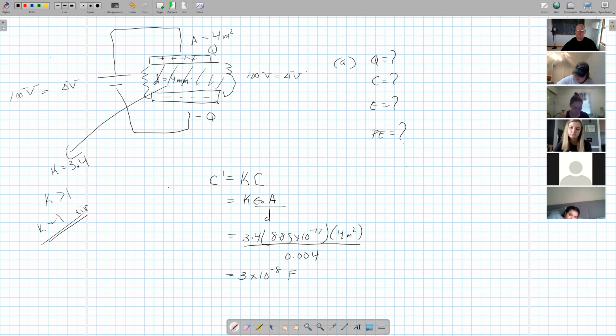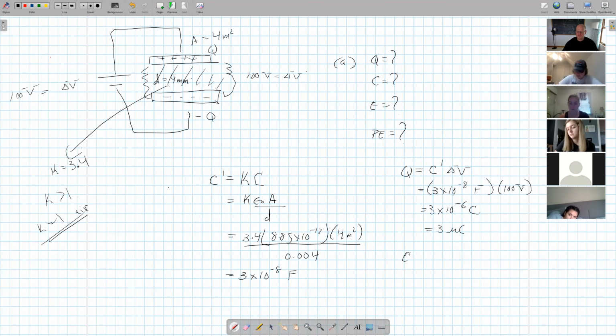The charge then is equal to the capacitance times the change of potential, right? This is our charge. So it's going to be equal to 3 times 10 to the minus 8 farads times a potential, which is 100 volts. So our charge is going to be equal to 3 times 10 to the minus 6 coulombs, which is 3 microcoulombs.